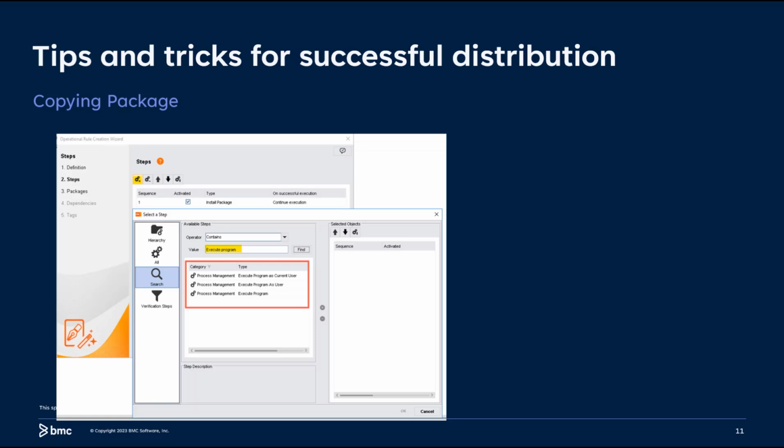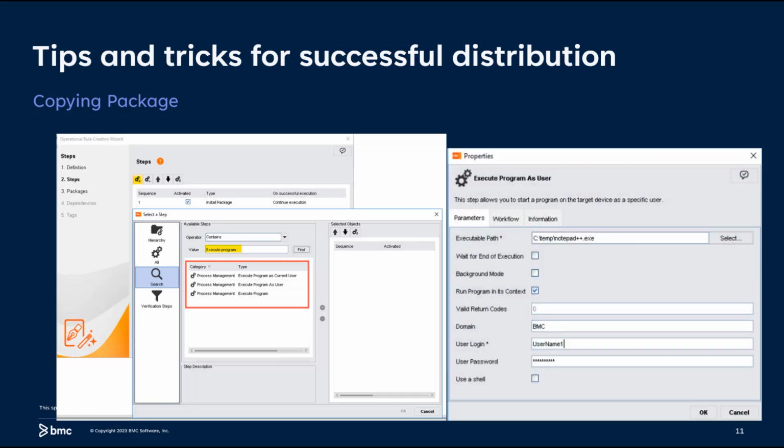For example, use the execute program as user step. Define the executable path of the application along with the parameters, if any, provided by your vendor. Specify the authorized credential for the successful distribution. Assign this rule to your devices and the package will now be installed per the settings specified in the operational rule step.